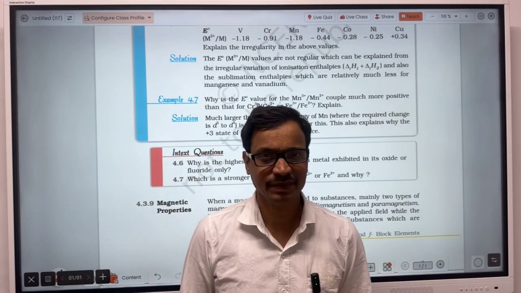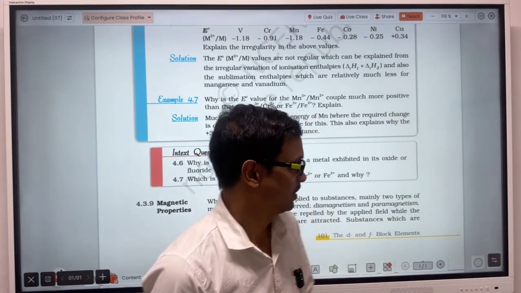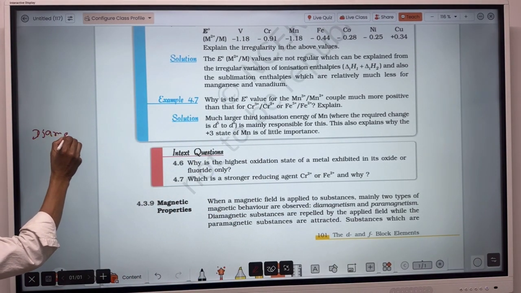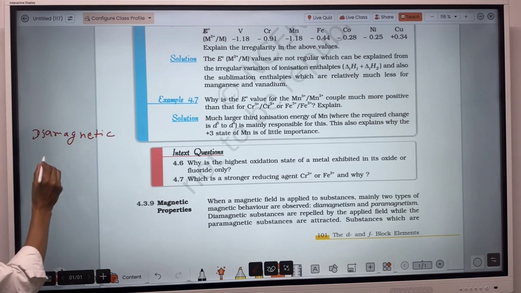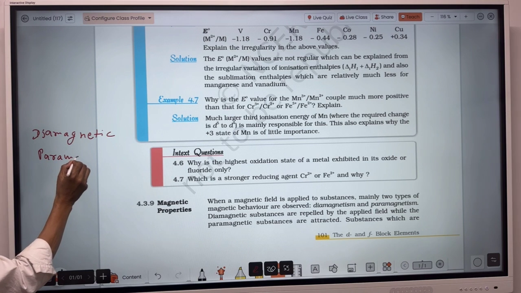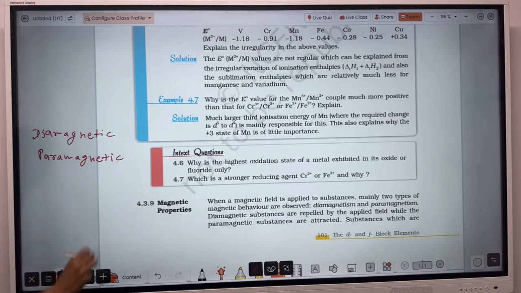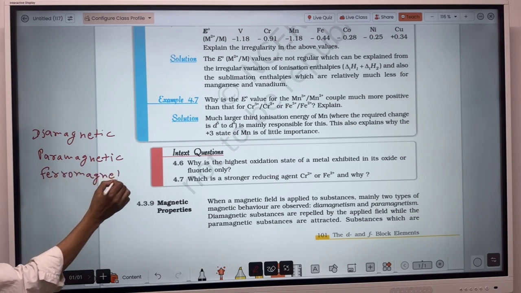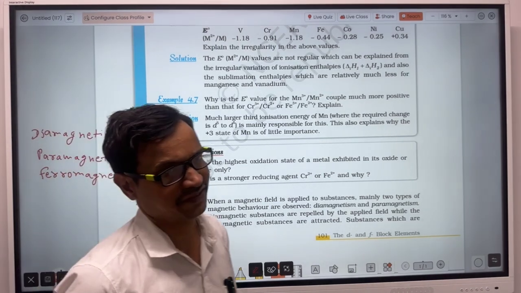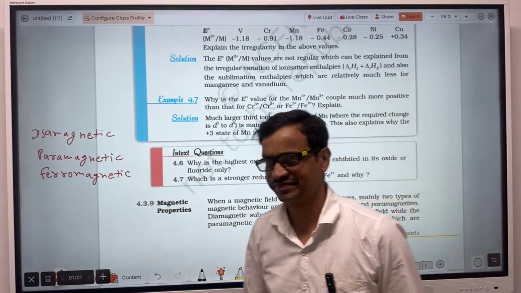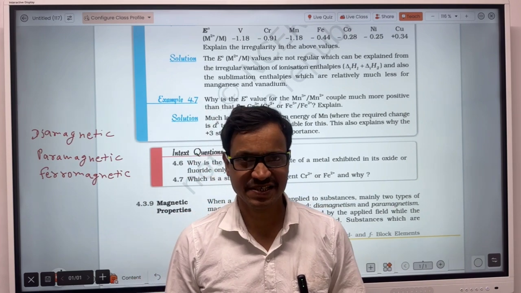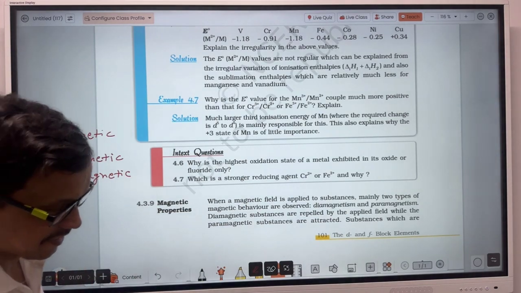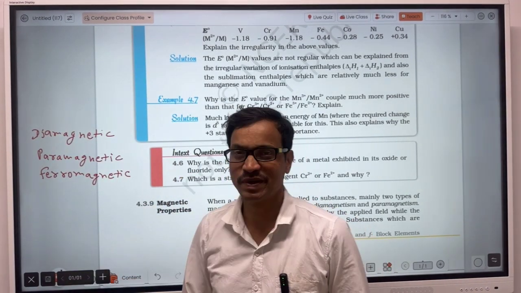the compounds can be diamagnetic or paramagnetic. There are two types of magnetic substance. One is diamagnetic and another one is paramagnetic. And I think you are already aware of ferromagnetic. That means there are three types, and ferromagnetism is the extreme case of paramagnetism. How do we predict? Let's see here. What is a diamagnetic substance, a paramagnetic substance, and a ferromagnetic substance?